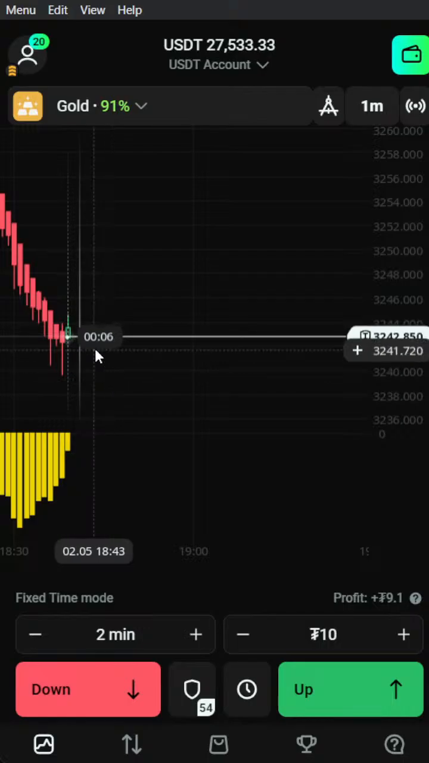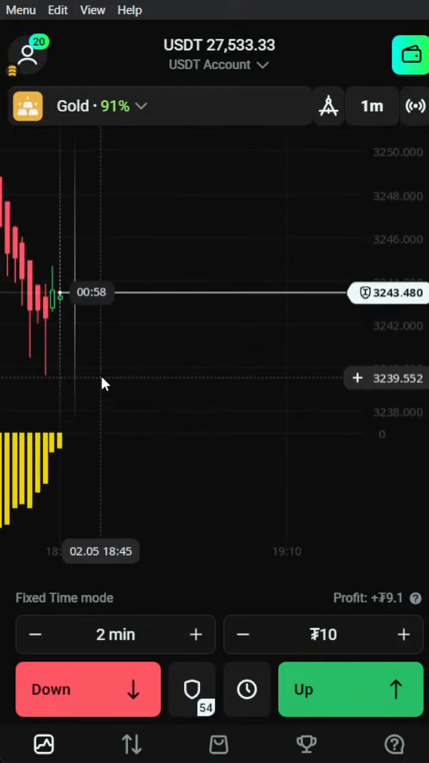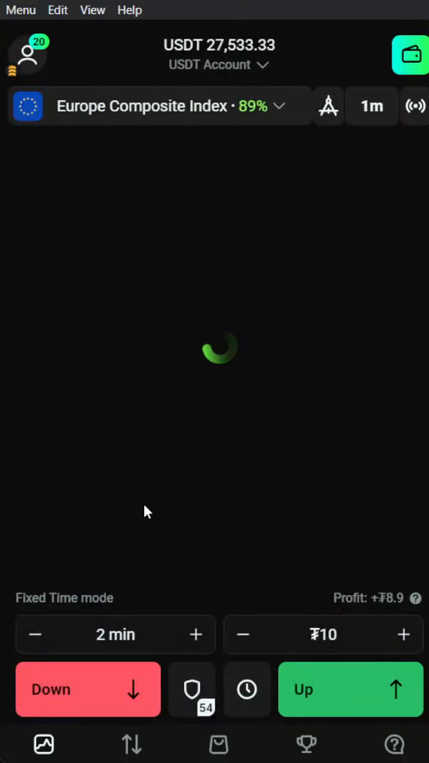Okay, so this candle is about to end. Let's see. But gold, guys, I am really confused about gold. What do I do? Even though the candle is saying green, the DPO has still not confirmed. So let's just switch.